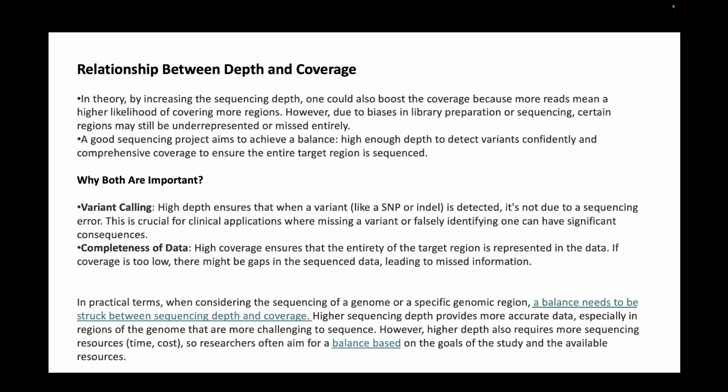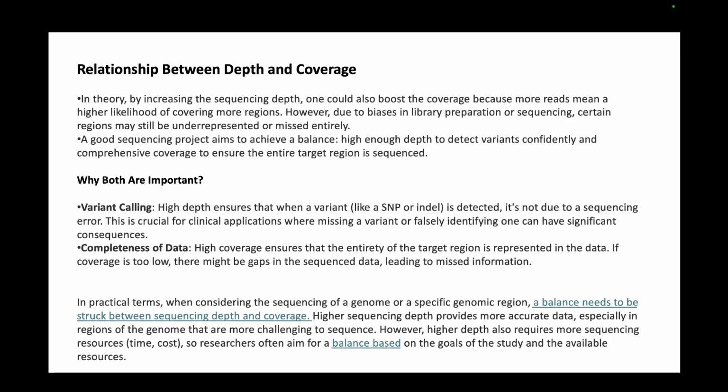As I was saying, I will not go through it again and again. Both depth and coverage are important. By increasing the sequencing depth, one could also boost the coverage because more reads mean a higher likelihood of covering more regions. This is intuitive. If your number of reads is much higher, you have a higher probability of covering the whole gene. So by increasing sequencing depth, you can increase the coverage as well.